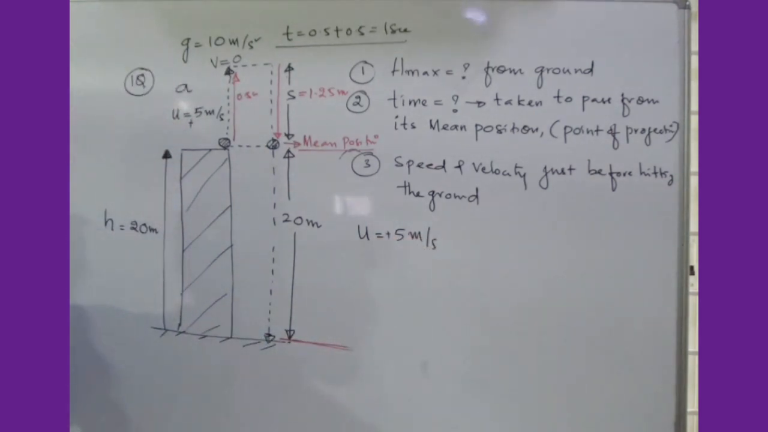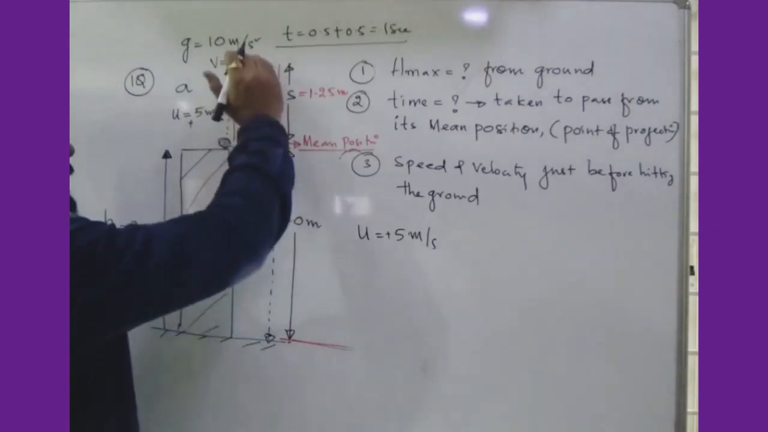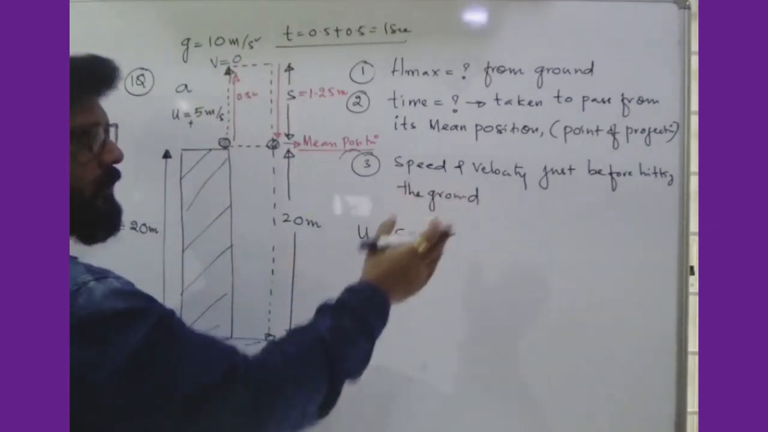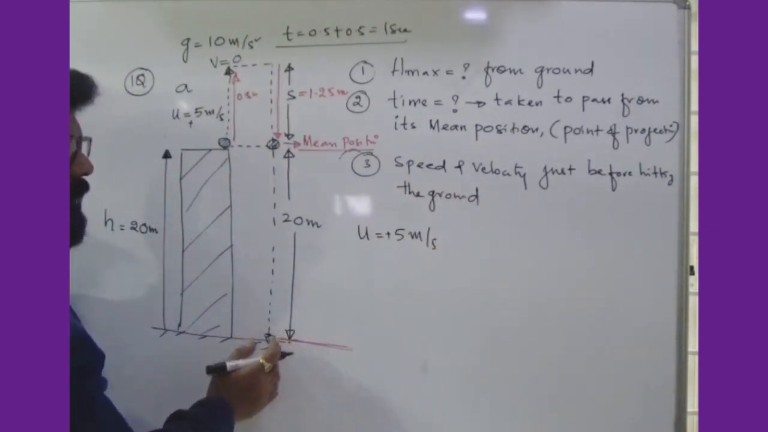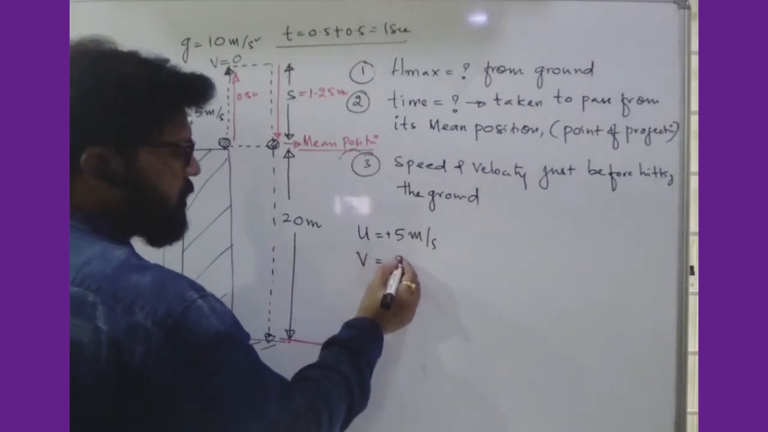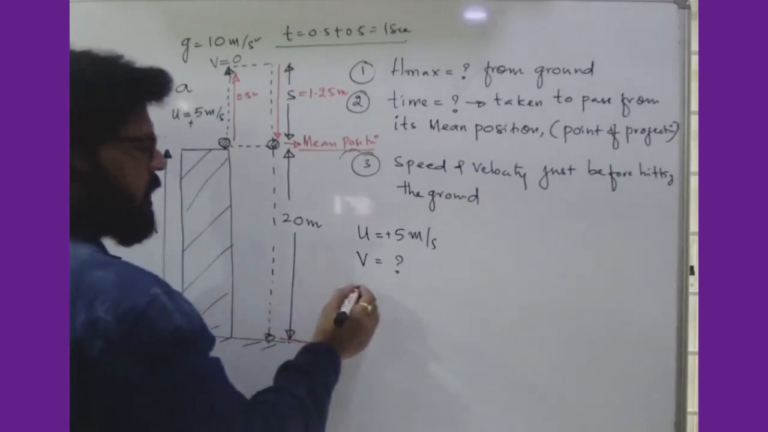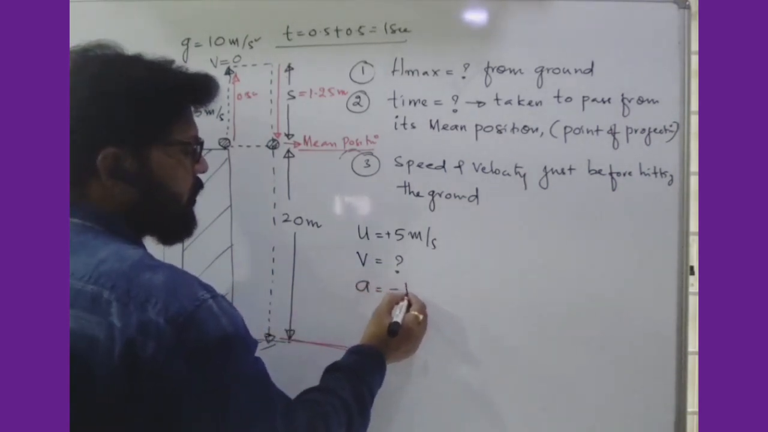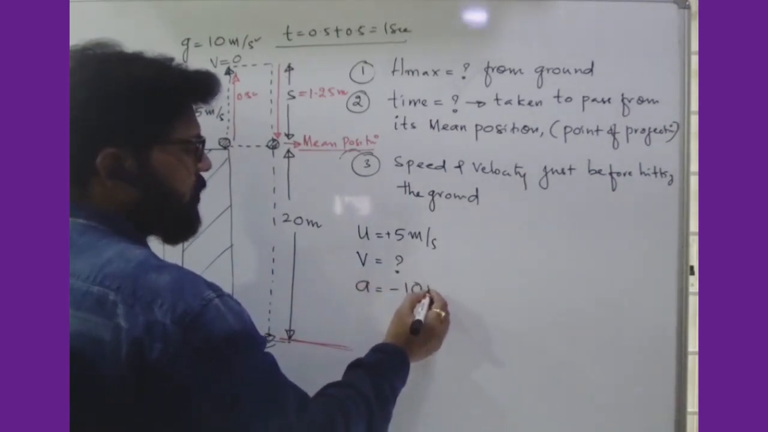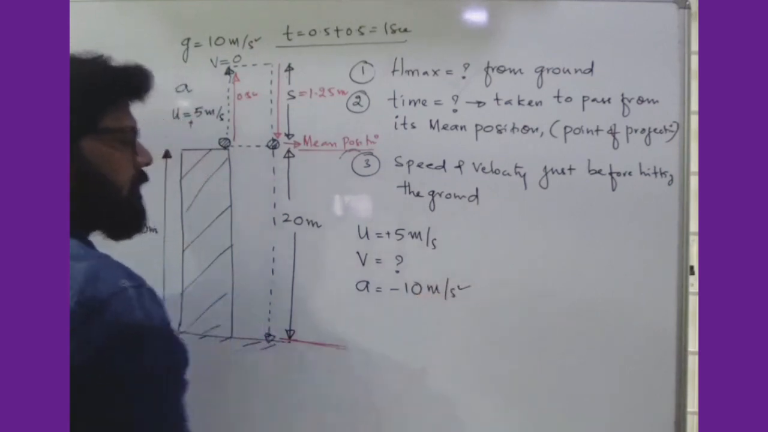Fine. Next, what is the speed before touching the ground? So we require the final velocity. Final velocity is equal to how much? Acceleration A, whether coming downwards or going upwards, is equal to minus 10 meters per second square.